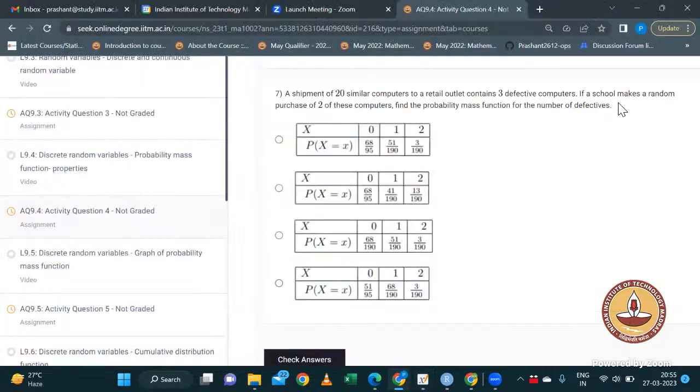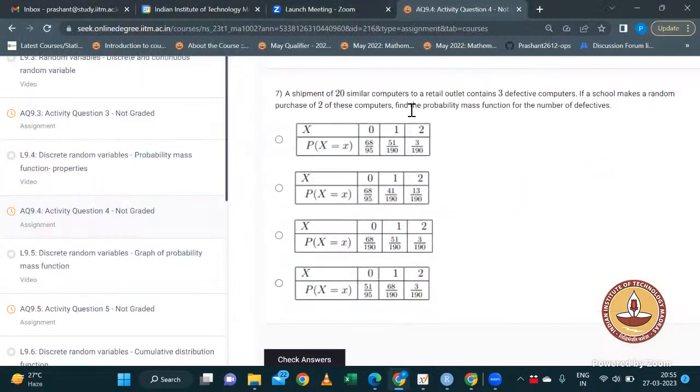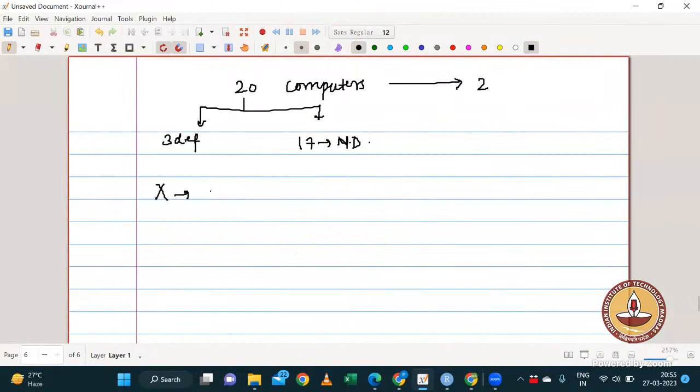And if a school makes a random purchase of 2 of these computers, that means it can purchase any 2 computers out of these 20, right? Now it is saying find the probability mass function of the number of defective. So since we are interested in the number of defective, I can define my X as the number of defective.